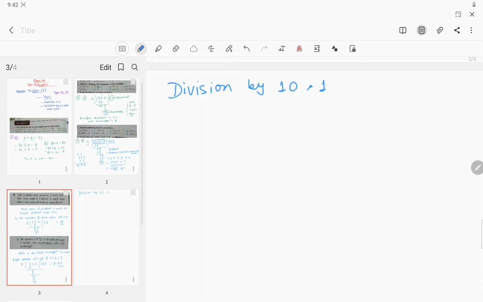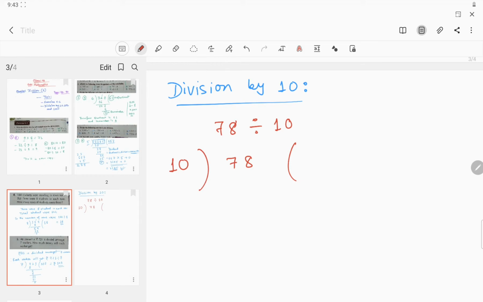Now I'm going to the next part, division by 10. Suppose I am taking an example, 78 divided by 10. Since 7 is less than 10, multiply 10 by 7, and you get 70, which is nearest to 78. If you multiply by 8, it goes beyond 78, so it would be 70.